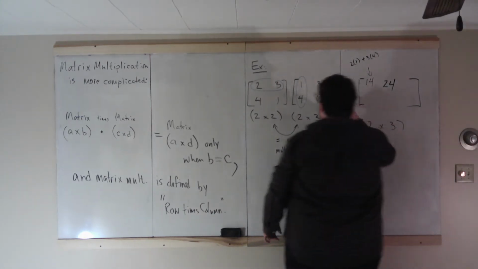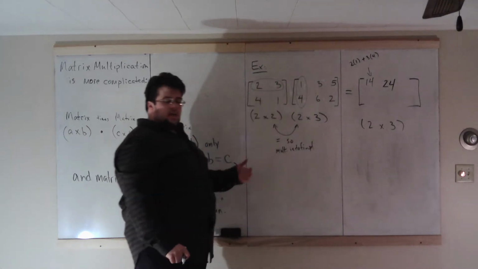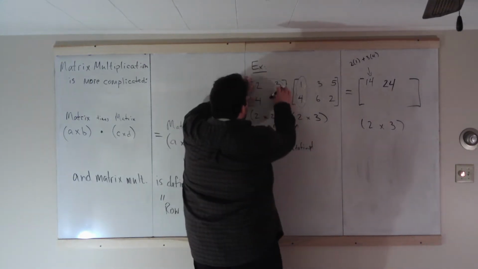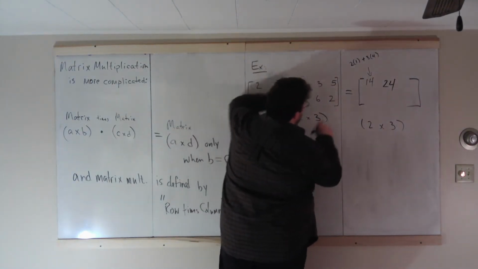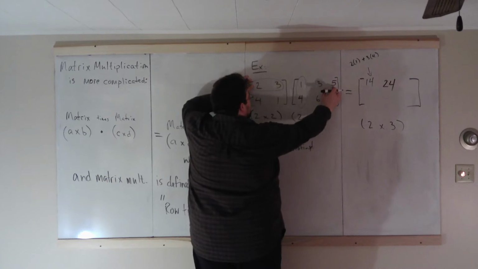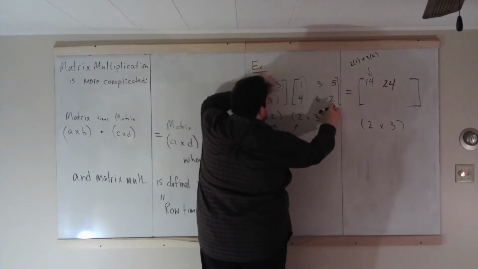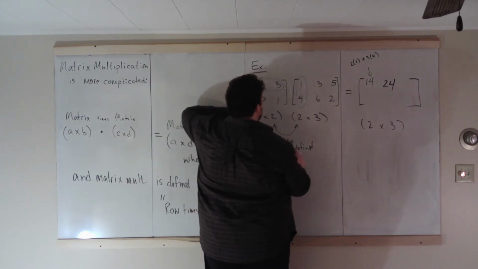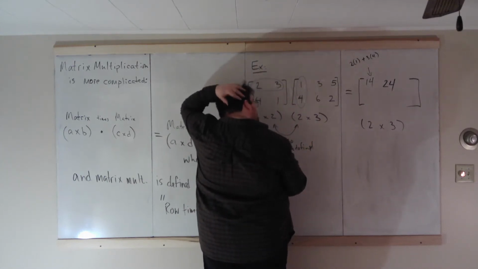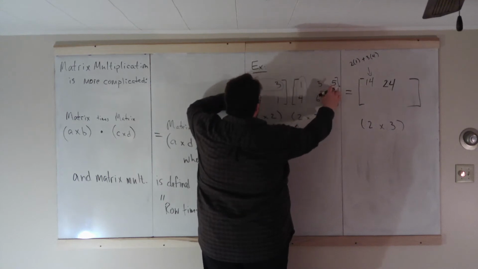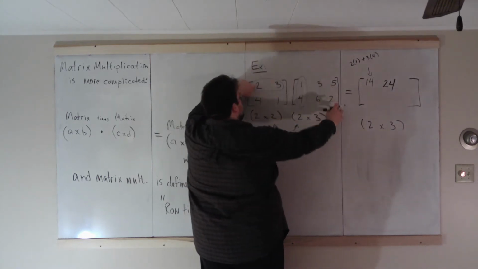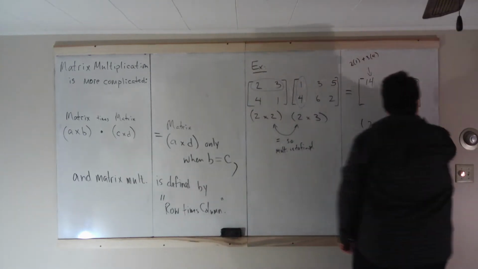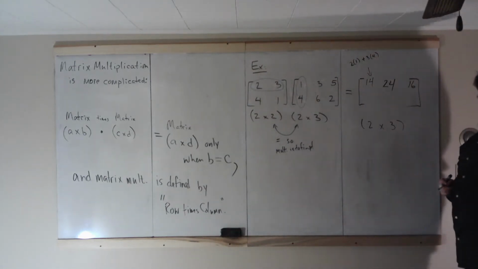Next one. Still with this row. You're going to take each row and scan it through the columns. 2 and 3, 5 and 2. 2 times 5 is 10. 3 times 2 is 6. 10 plus 6 is 16. Well, we're done with all those rows.